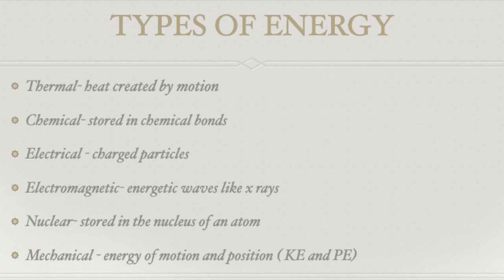All right, let's take some notes. Do you have your notebook and something to write with? Let's look at the different types of energy: thermal, chemical, electrical, electromagnetic, nuclear, and mechanical. Take a look at the definition for each. I'll give you a few seconds to jot this information down so that you don't forget, or you can simply pause the video until you're finished.